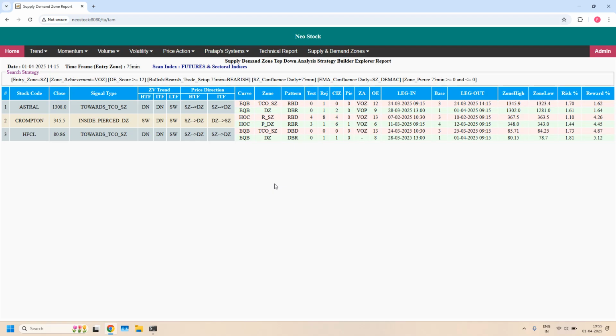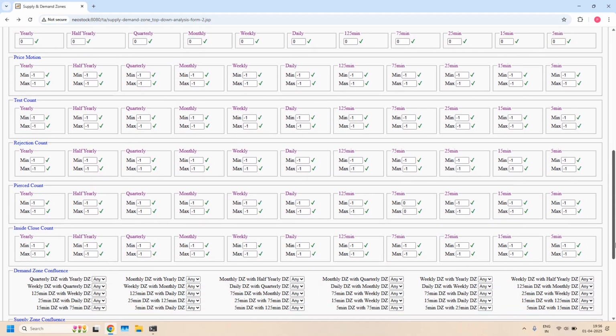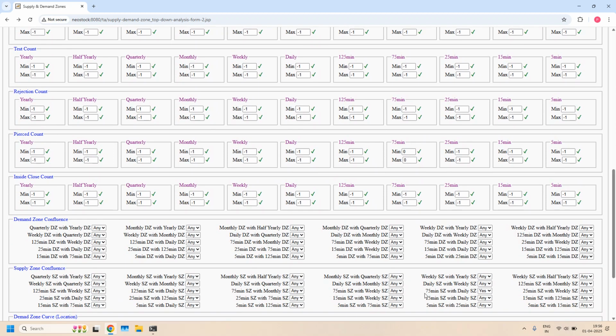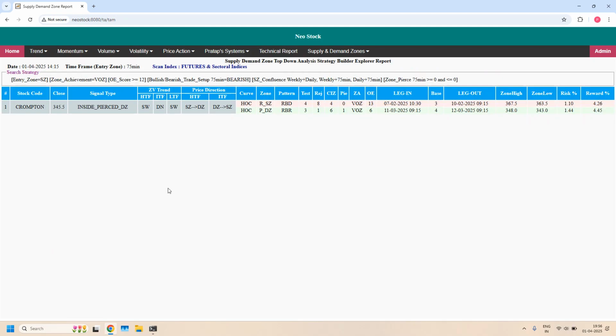Okay, next we will look into LTF, ITF, HTF supply zone confluence supported stocks. That is 75 minutes, daily and weekly supply zone confluence. Removed EMA filter. In the supply zone confluence, 3 filters we have to set. First filter is already enabled. Next 75 with weekly supply zone confluence, daily with weekly supply zone confluence. With all the 3 filters, LTF, ITF, HTF supply zone confluence, we got only 1 stock.